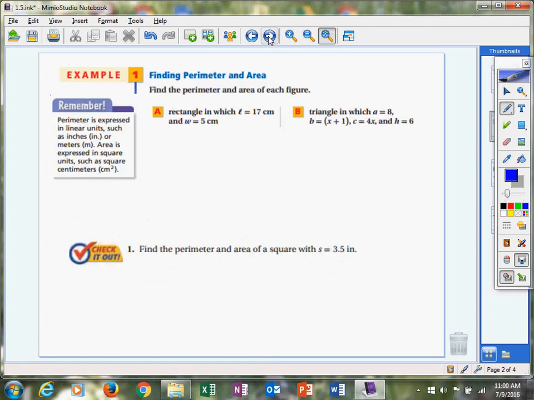All right, flip the page. We're going to find perimeter and area for the given figures. I'm going to leave check it out for you. Show your work on that as I have implored you to do constantly. Let's start with letter A, rectangle. We have a rectangle that has a side length of 17 and a width of 5.